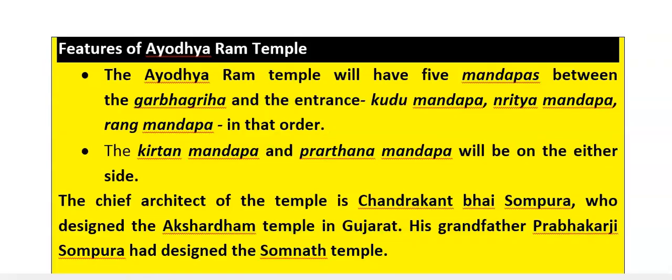Now, since we have discussed the features of Nagara style of temple architecture, let's see the architectural design proposed for the Ayodhya Ram temple. As we read earlier, the temple will be built as per the Nagara style of architecture. So the Ayodhya Ram temple will have 5 mandapas from the entrance to the Garbhagriha. As we read earlier in the Nagara style, from entrance to Garbhagriha there were several mandapas. Earlier the temple we saw had 3 mandapas. Here it is having 5. And the chief architect is Chandrakant Bhai, who has been the architect of Akshardham temple too.